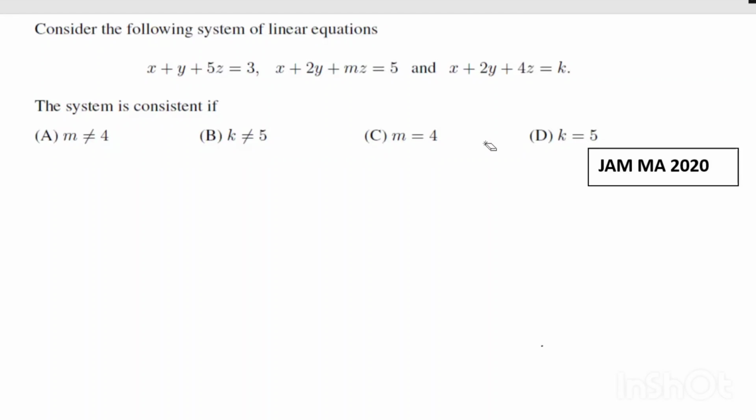Today I will discuss a question from the JAM exam. The question is: given the system of linear equations x + y + 5z = 3, x + 2y + mz = 5, and x + 2y + 4z = k, when the system is consistent, which of the conditions is satisfied? Now, the solution.